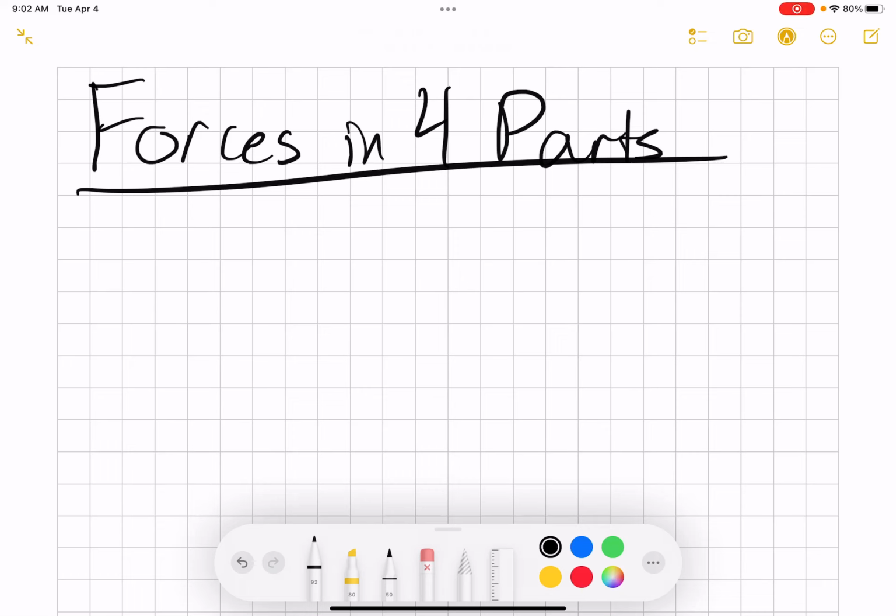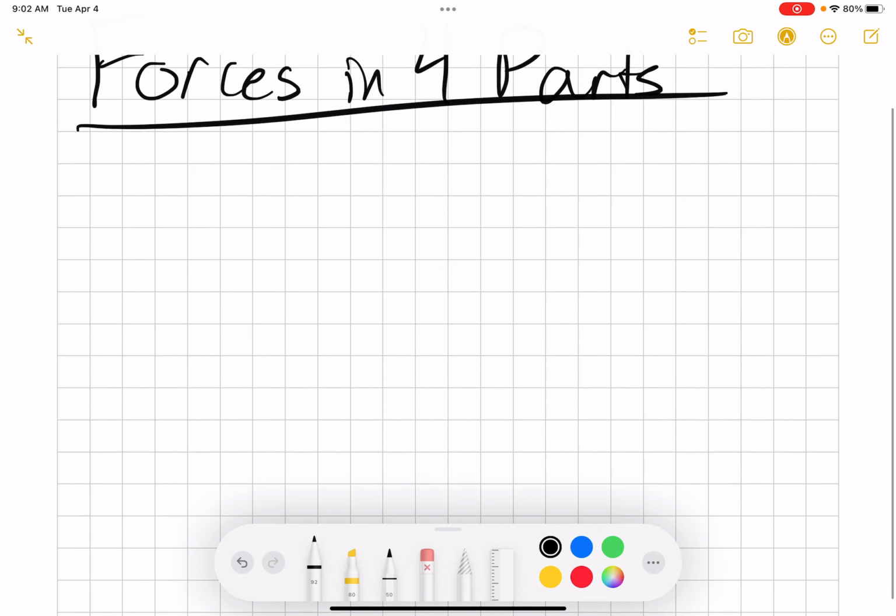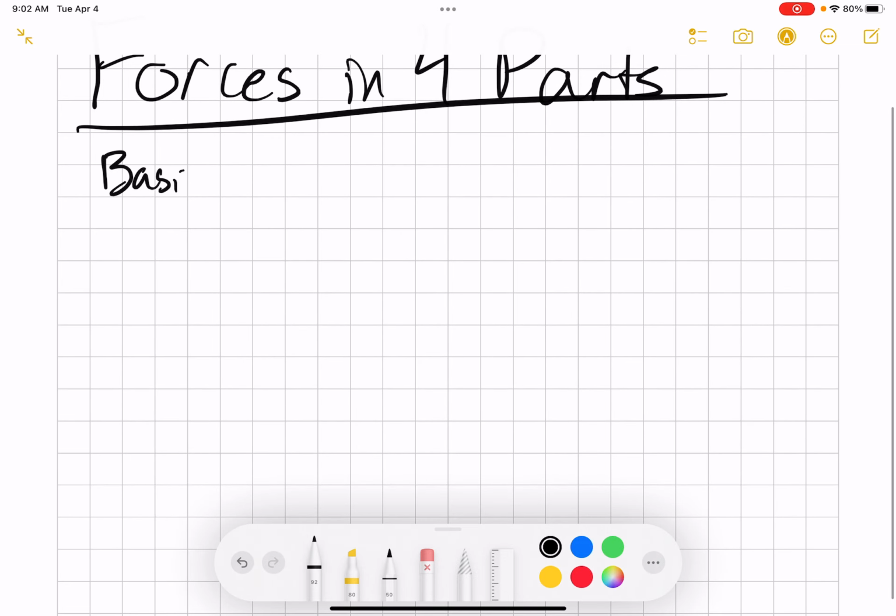Hello, so today we're going to go over forces in the four parts, the four different types of force questions that we can encounter on the AP Physics C test, okay? So first we're just going to start with the basic, okay? So first of all, let's just go over the steps here.